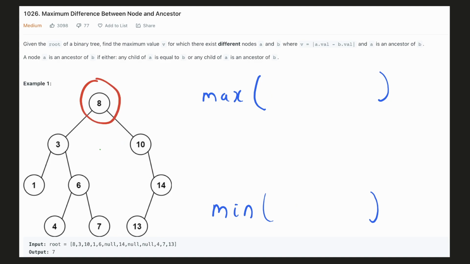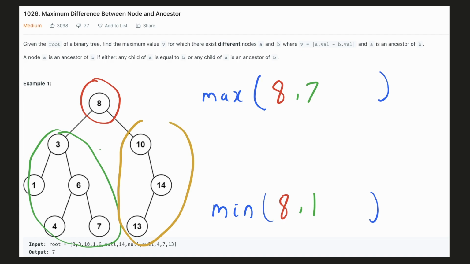These values will be the maximum and the minimum of the right subtree of 8. Similarly, we'll find the maximum and the minimum for its left subtree. The maximum from the left subtree is 7 and the minimum is 1. And the maximum from the right subtree is 14 and the minimum is 10. So 14 will be the maximum of the entire subtree and 1 will be the minimum of the entire subtree.